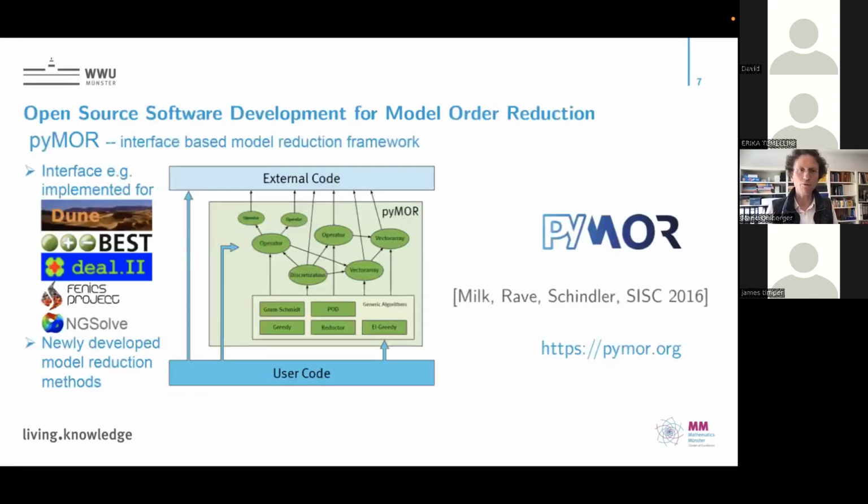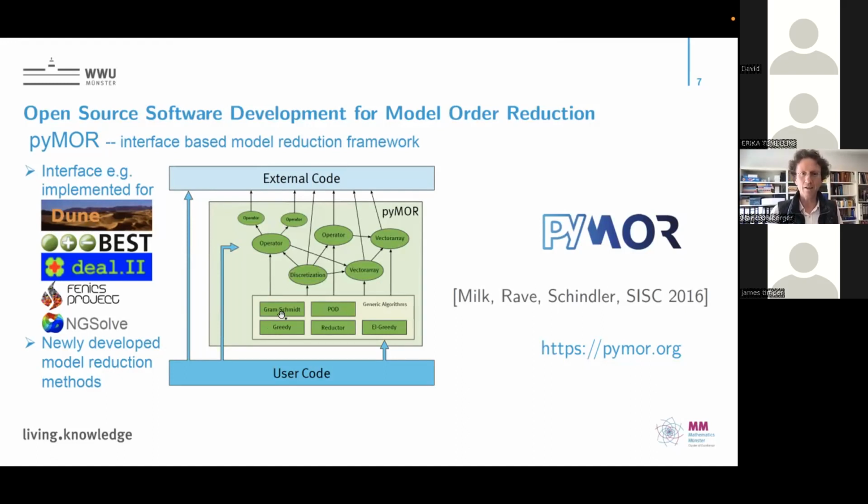And there is also software development. There is software development in our group. Just a small advertising slide. This is pyMOR, a Python package for model order reduction. This is the package that is used in all the experiments that I show you today.